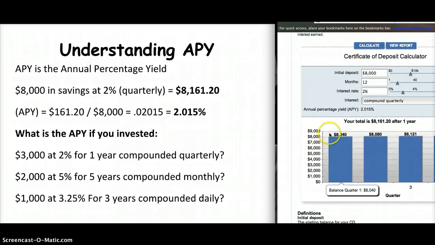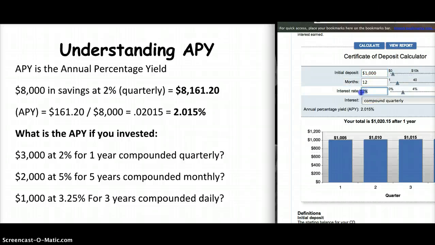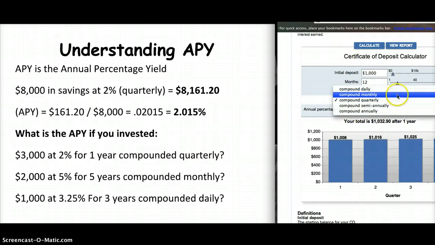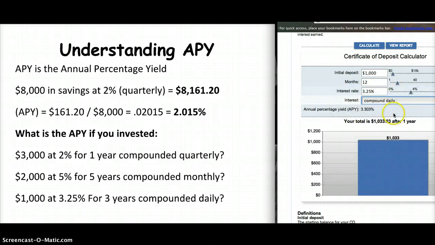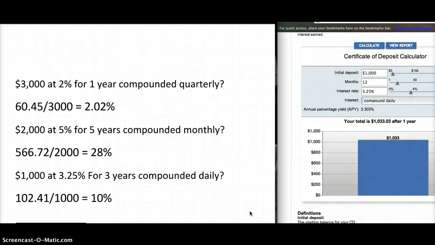If we had put 8,000 in, if we want to put in another one of the amounts, let's say 1,325, and we're going to compound it daily, you can see how much you're going to have, just $33 extra after the year. So these are things you have to think about, okay?